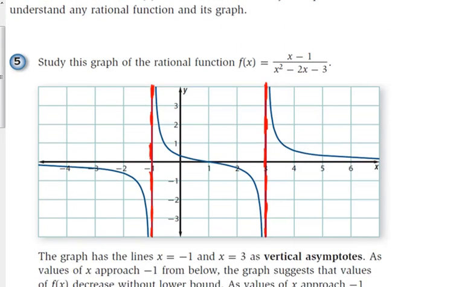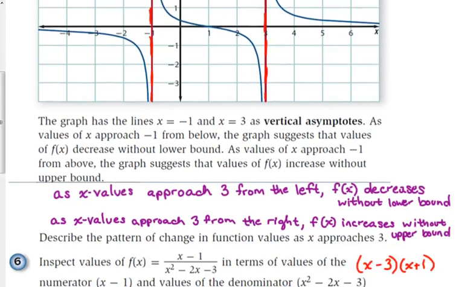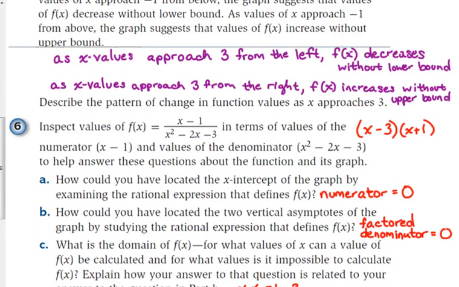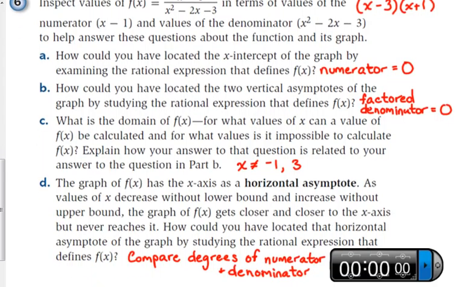And then they ask, how could you have determined that from the equation? Honestly, I don't really know how you're supposed to come up with that on your own unless you've heard about it before. But it turns out what you do is you compare the degrees of the numerator and the denominator. In this case, the numerator is degree 1, okay?